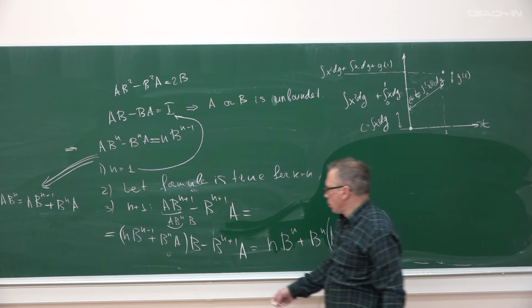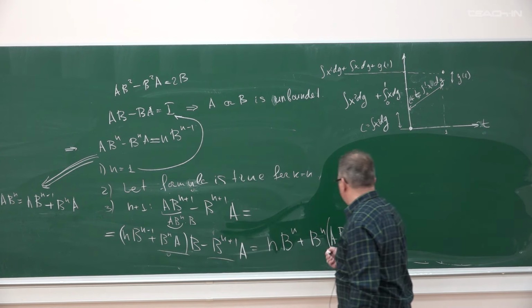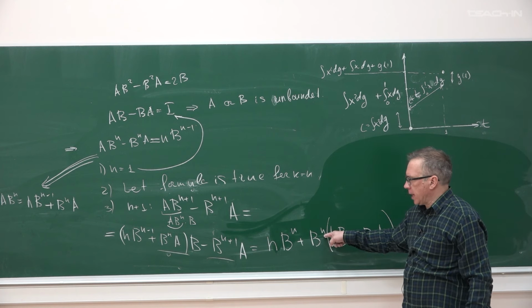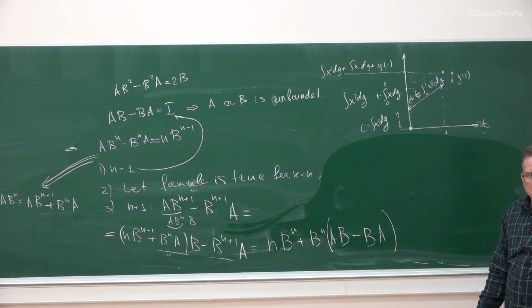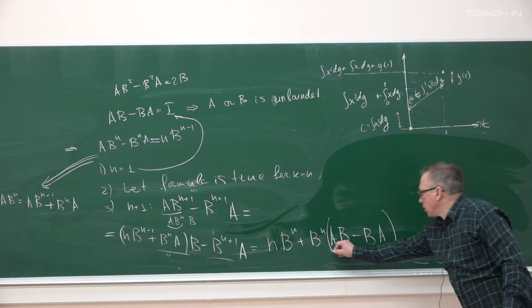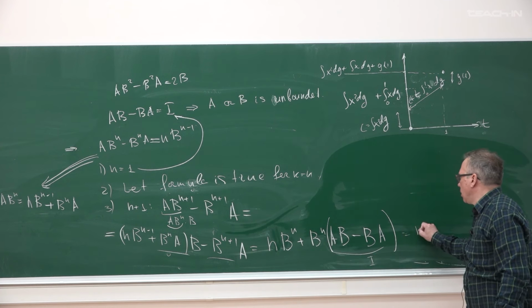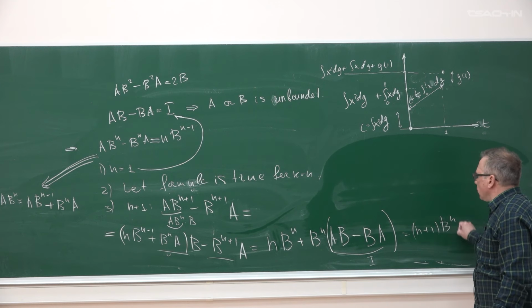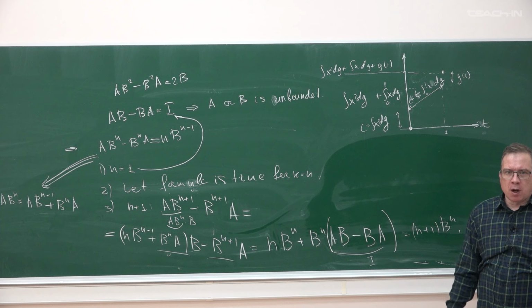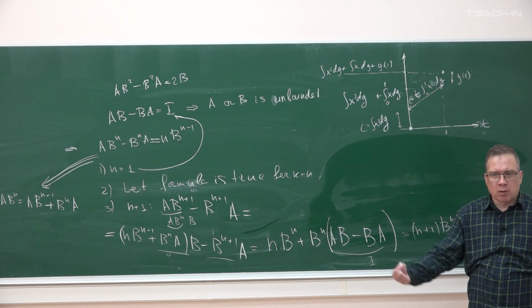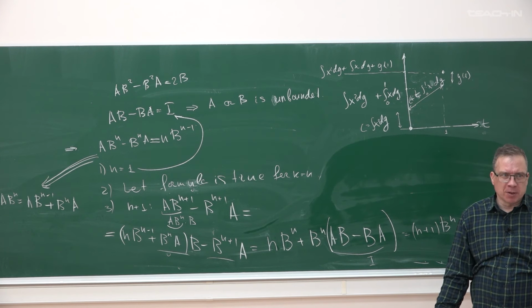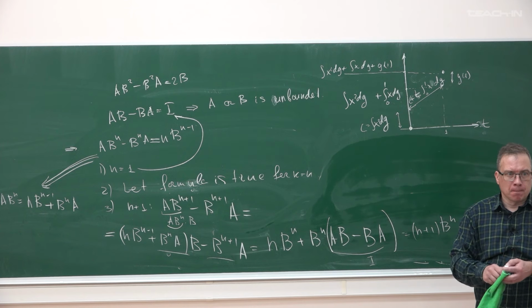And for these two terms, I put out of the brackets b powered n. Here we obtain AB, here we obtain BA. AB minus BA is the identity operator, so we obtain our formula for the next n, for n plus 1. So this formula is valid for any n by mathematical induction. Okay?